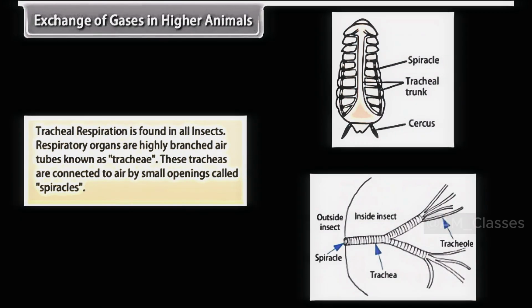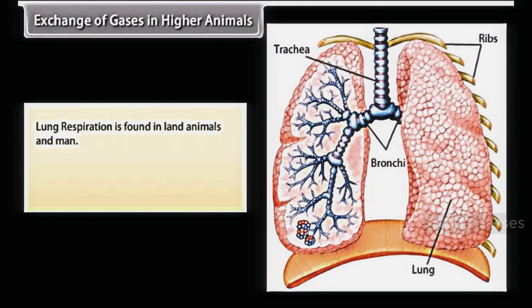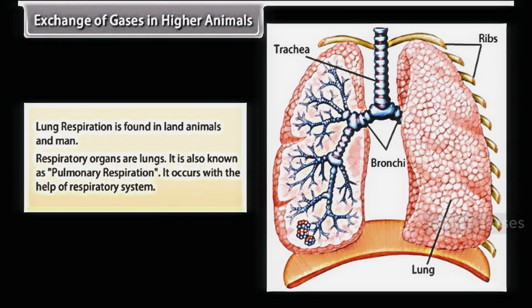Tracheal respiration is found in all insects. Respiratory organs are highly branched air tubes known as trachea. These tracheas are connected to air by small openings called spiracles. Lung respiration is found in land animals and man. Respiratory organs are lungs. It is also known as pulmonary respiration. It occurs with the help of the respiratory system.